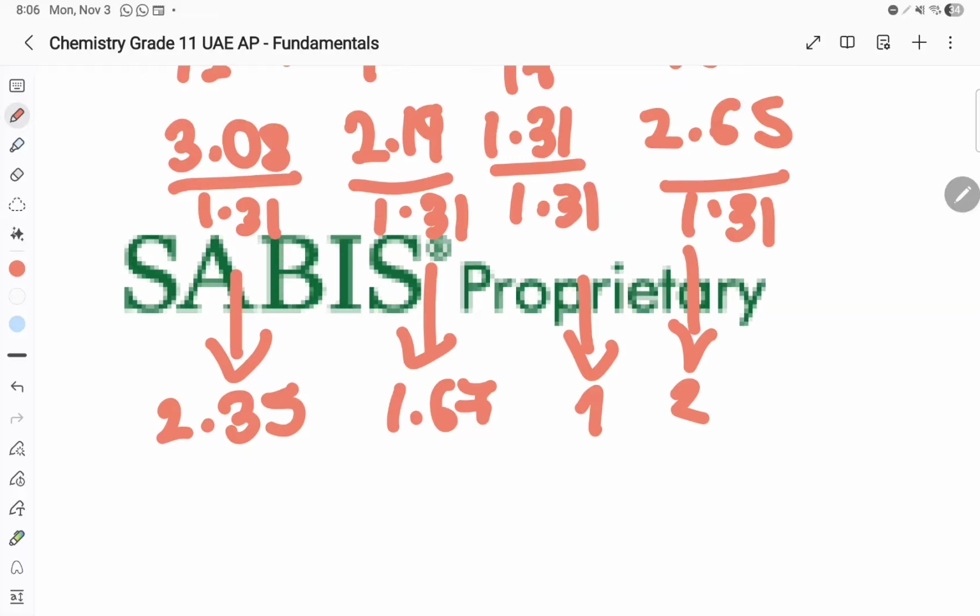If you get a whole number, you stop. If you don't, you multiply it by 3. If you get a whole number, you stop. If you don't, you multiply it by 5, then you should get a whole number.